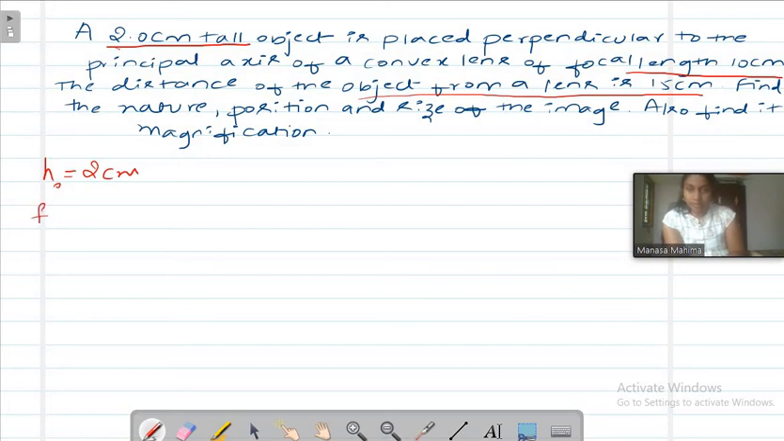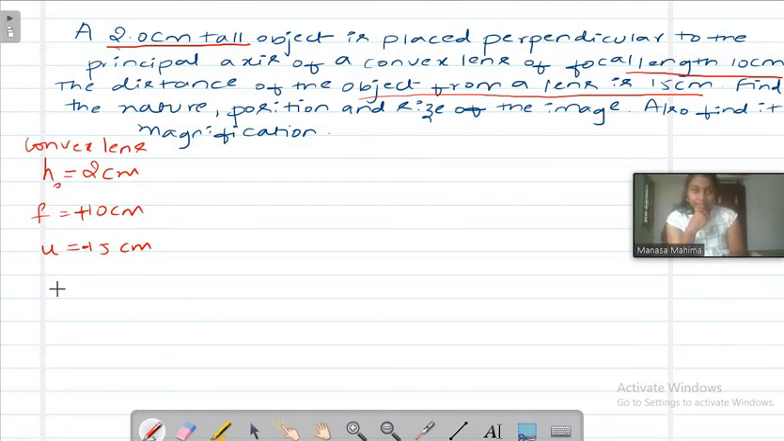So focal length is 10 centimeter. We have to take it with the positive sign because we are talking about a convex lens. Correct? So the distance of the object from the lens is 15 centimeter, so I have to take u as 15 centimeter but with a negative sign. Why? Because always the object should be taken from the left hand side. So the u value is negative.